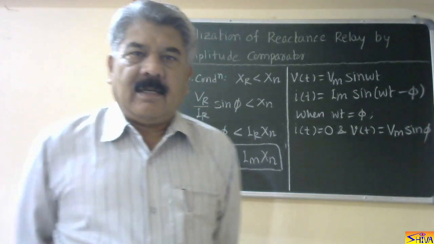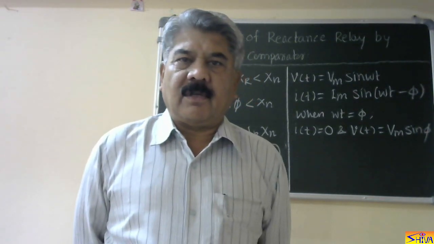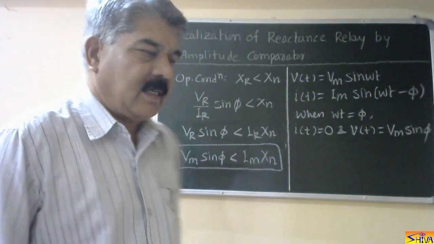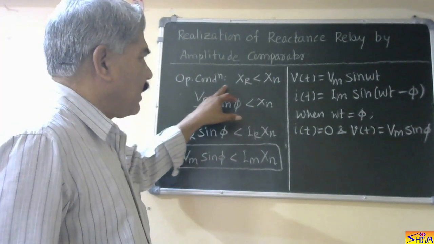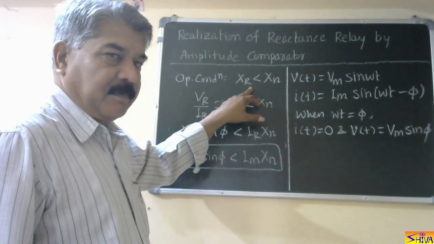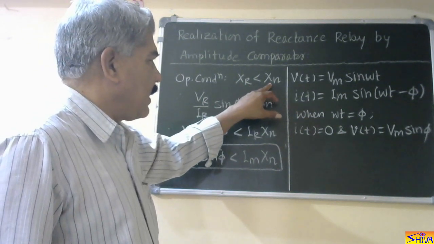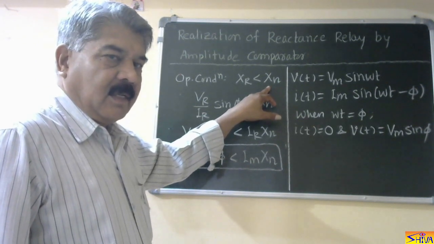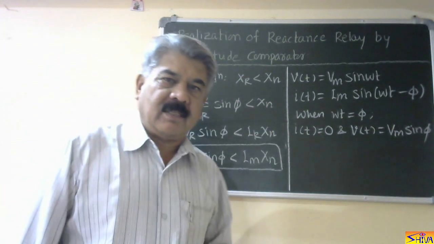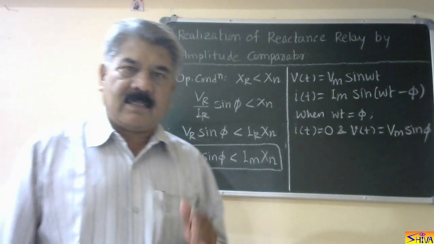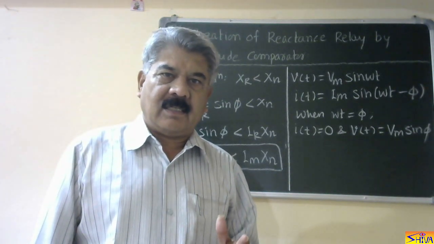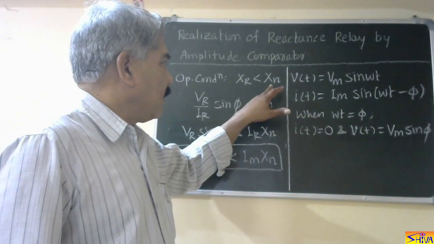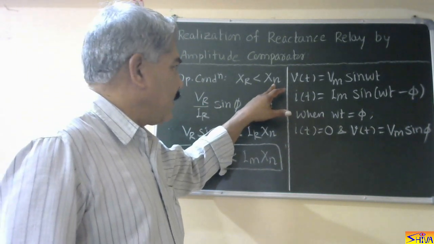The reactance relay, as per definition, is the relay which operates when reactance measured by the relay becomes less than reactance rating of the relay. So mathematically the operating condition is XR, that is reactance measured by the relay, should be less than XN, that is reactance rating of the relay, which is also called the reach of the relay. The characteristic of this reactance relay in the R-X diagram is a straight line parallel to the resistance axis, intersecting the reactance axis at X equal to jXN.